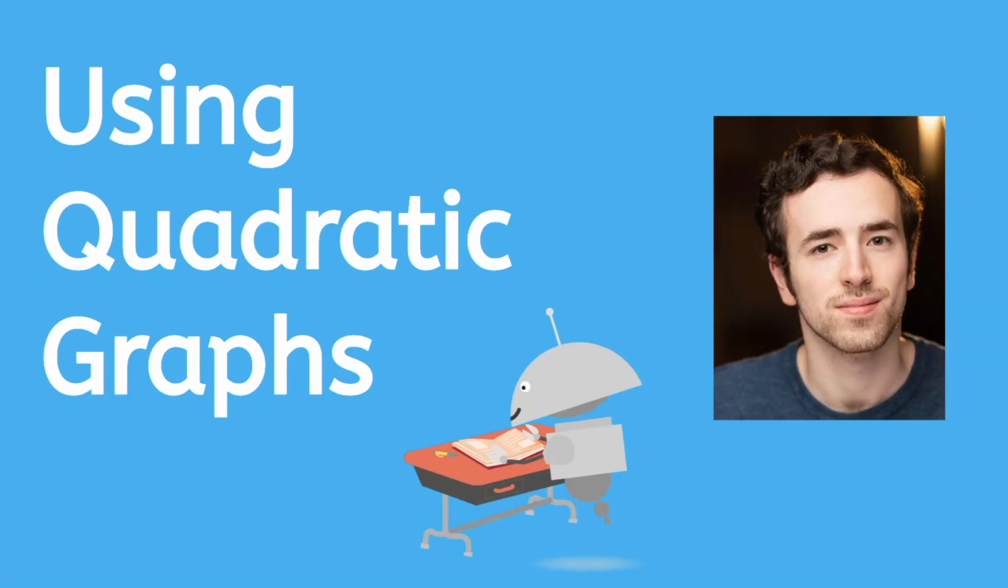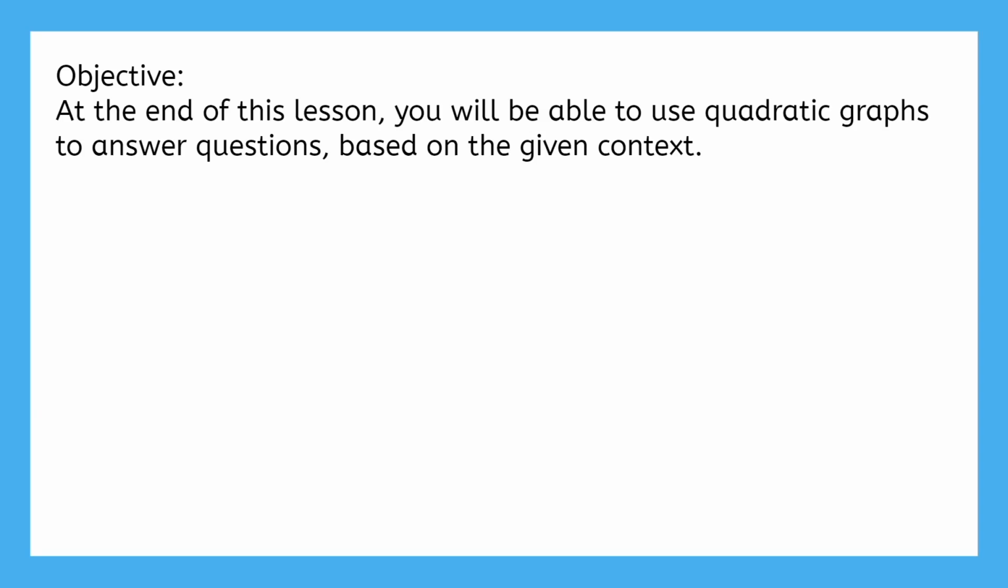In the last video, you learned how to interpret the shape and features of quadratic graphs, also known as parabolas. But usually we use functions and their graphs because we have a specific question we want to answer. So in this video, we're going to learn how to find those answers by using the information hidden in quadratic graphs. By the end of this lesson, you will be able to use quadratic graphs to answer questions based on the given context.